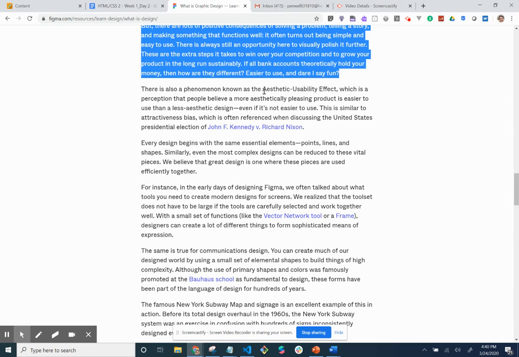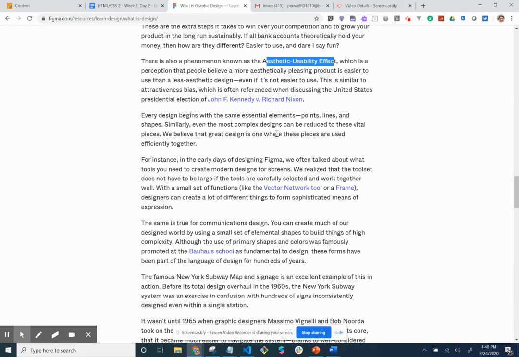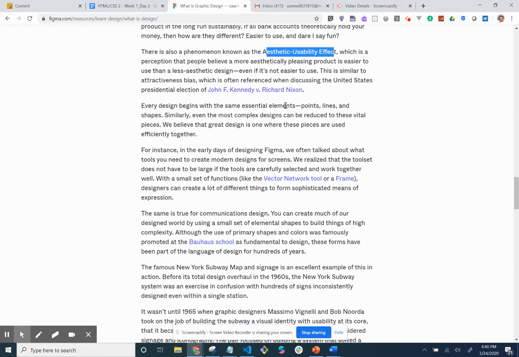There is a phenomenon called the aesthetic usability effect, which is the perception that if it's prettier, it's going to be better. And I thought this was an interesting reference, talking about the JFK versus Richard Nixon election, because JFK was more attractive than Richard Nixon. That helped with his sense of authority and the appeal that he had.